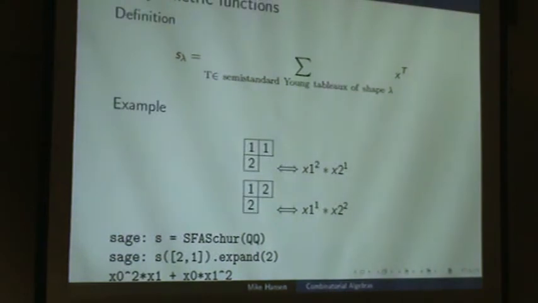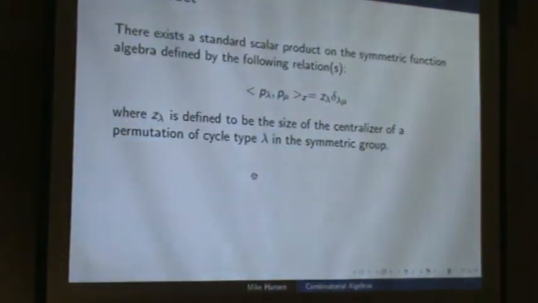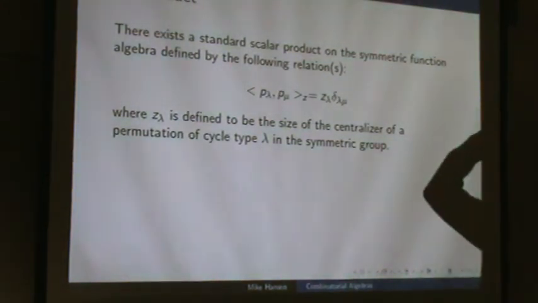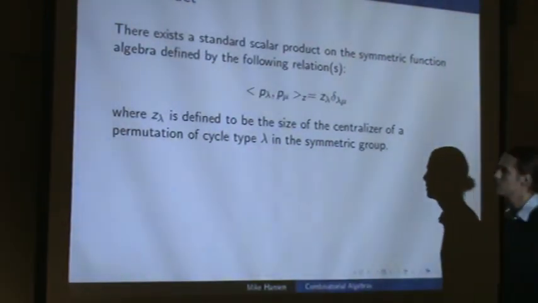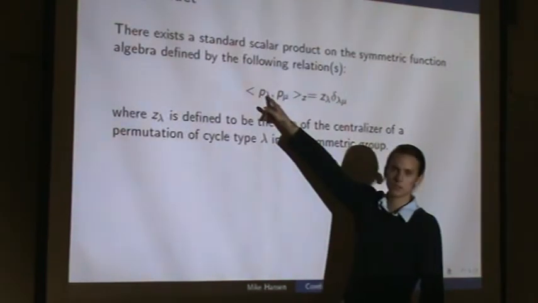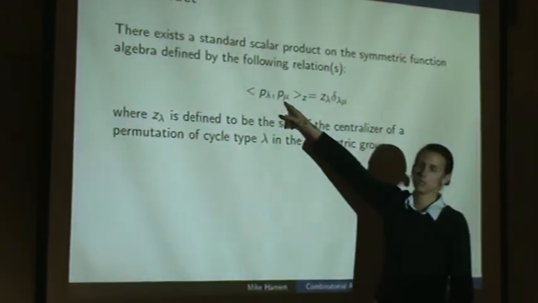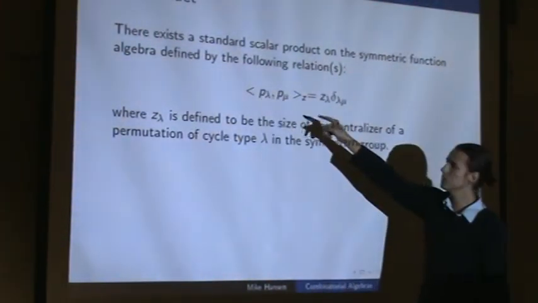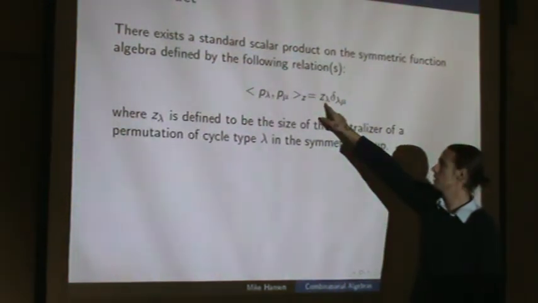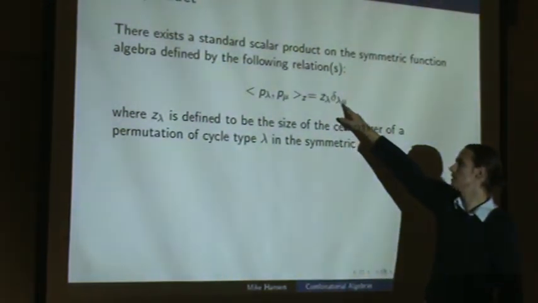Okay, so we have all of these different bases for the symmetric function algebra, and you can do all of the computations in each of these bases. But I'll also talk about the scalar product on this algebra, a pretty standard scalar product. We define it by the following relations. If you have a power sum symmetric function corresponding to lambda and one corresponding to mu, then the scalar product of these 2 symmetric functions is defined to be z sub lambda, which I'll talk about in a second, times delta of lambda and mu.